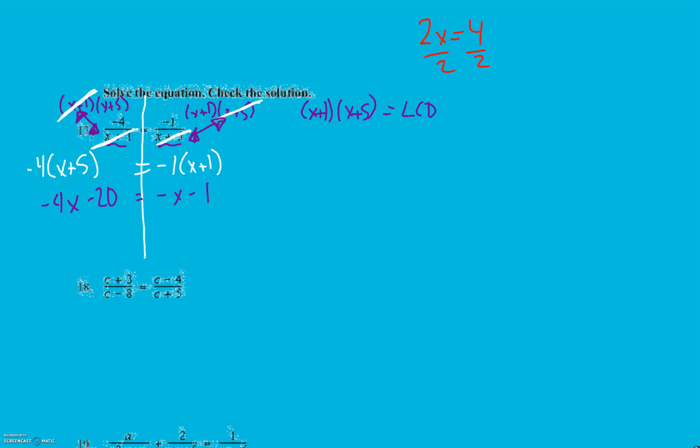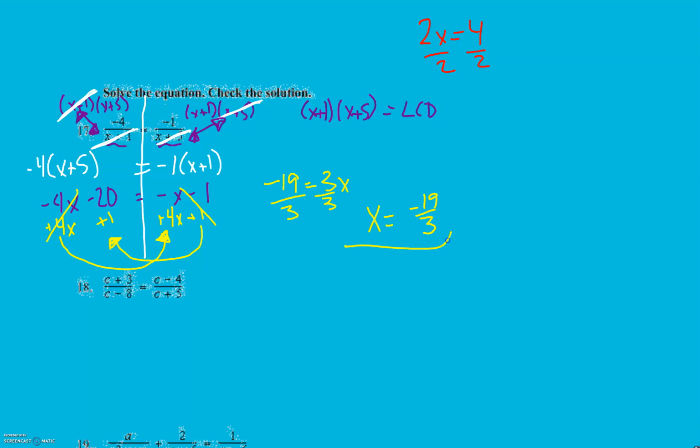Now we're just going to solve for x, and in order to do that, I just have a linear equation here, so I have to get all of my variables on one side, number parts on the other. I'm going to add 4x, and that moves all my variables to one side. So I'm going to add 1 and move all my number parts to the other. I'm left with negative 19 equals 3x. Go ahead and divide by 3. And x equals negative 19 over 3.